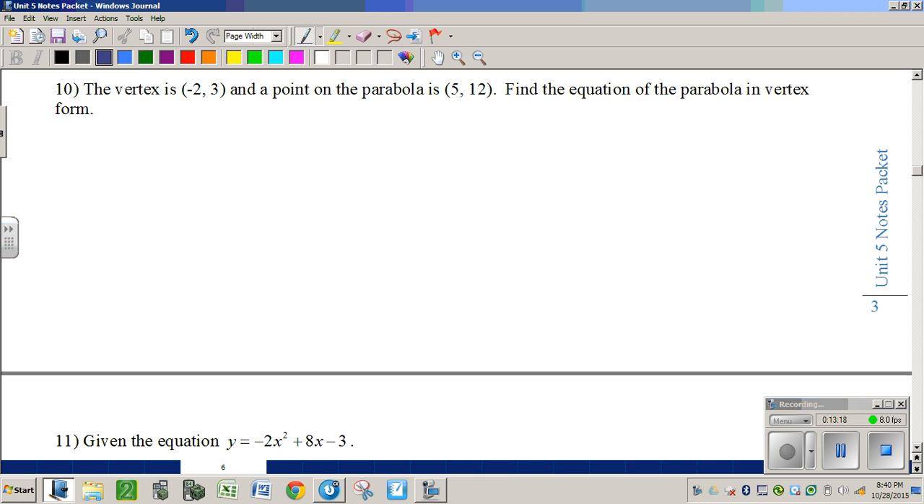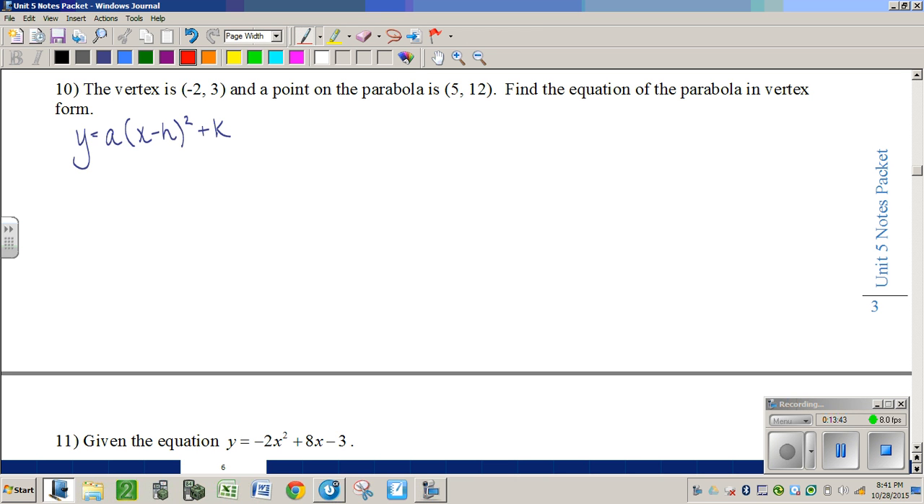So remember, your vertex form reads a times the quantity x minus h squared plus k. If you're having a little bit of trouble memorizing those formulas, go ahead and make some flashcards. It's a good way for you to study, but you do need to know the basic formulas for all of those, for intercept form, for vertex form, and for standard form.